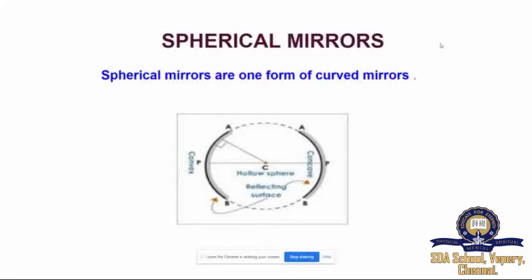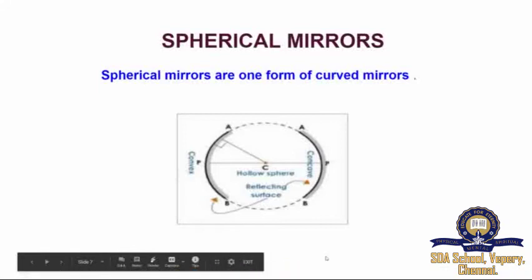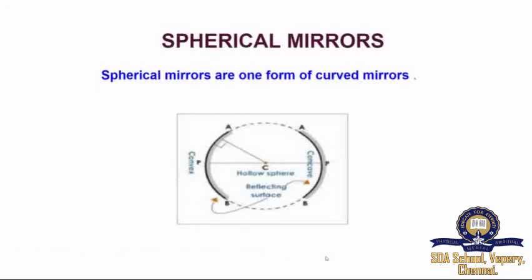First, we will see about spherical mirrors. Spherical mirrors are one form of curved mirrors. If the curved mirror is a part of a sphere, then it is called a spherical mirror. It resembles the shape of a piece cut out from a spherical surface. One side of this mirror is silvered and the reflection of light occurs at the other side.